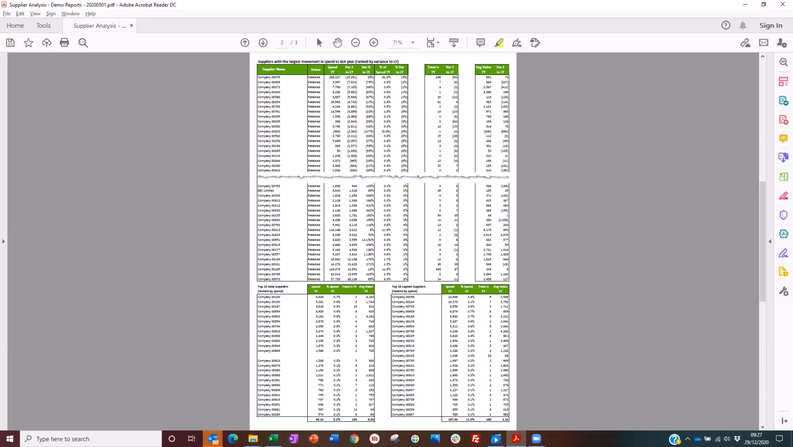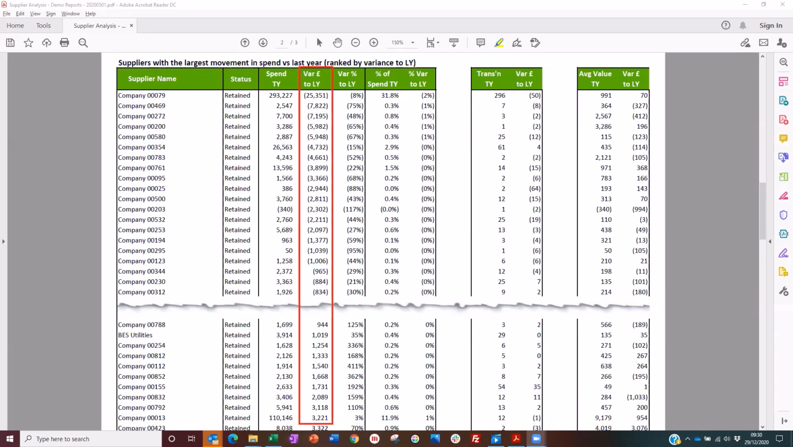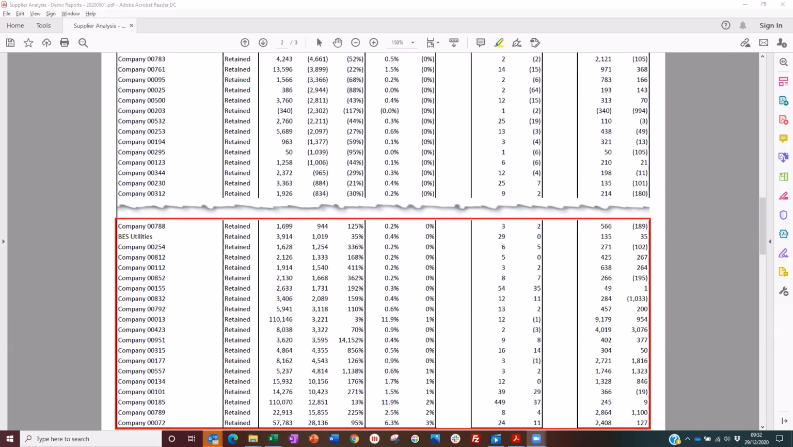Page 2 then breaks down the same information in 3 different ways. First, all suppliers with spend recorded against them in each of the last 2 years are ranked by the variance in expenditure in the most recent 12 months compared to the previous 12 months. The 20 clients with the greatest reduction in expenditure over the past year are displayed at the top of the table, and the 20 suppliers with the greatest increase in expenditure are displayed at the bottom of the table.